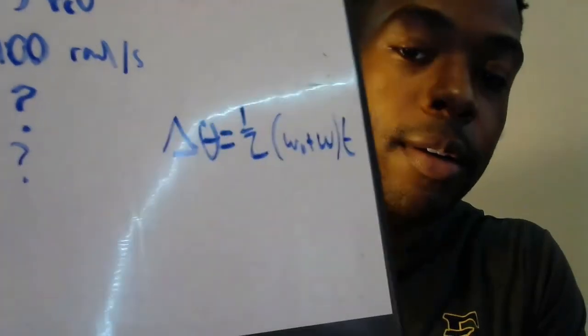So let's find omega first. Take the time, pause, look at your formula sheet, see what you want to use to find omega initial. I'm going to use change in theta equals 1/2 omega initial plus omega final times time. So if you found this, good job. Potentially you could have used something else, but this is the way I'm going to do it.